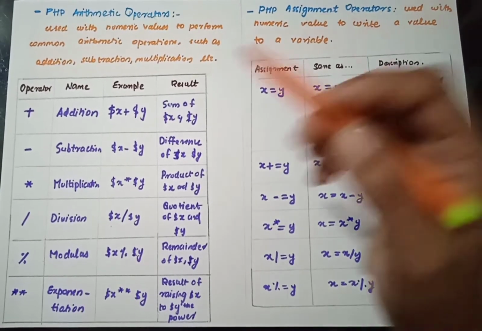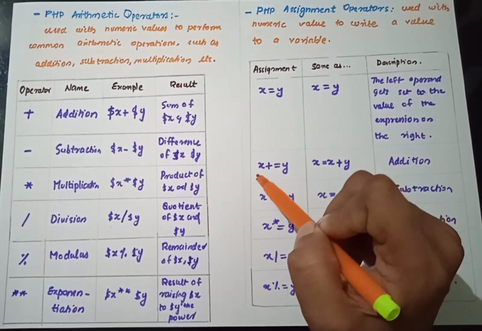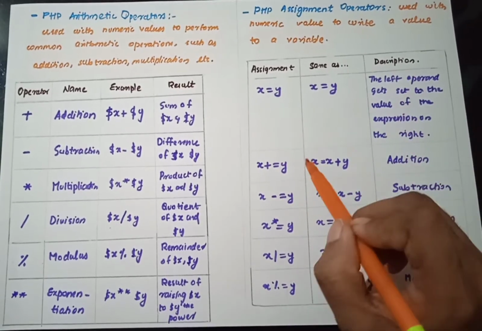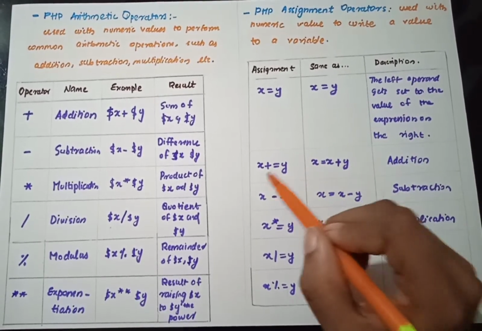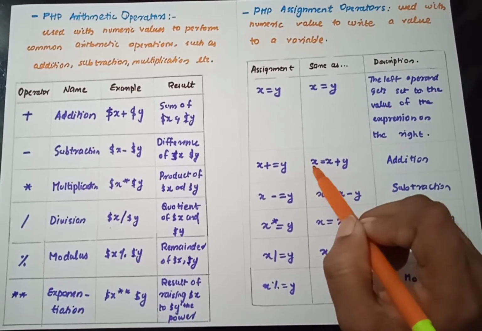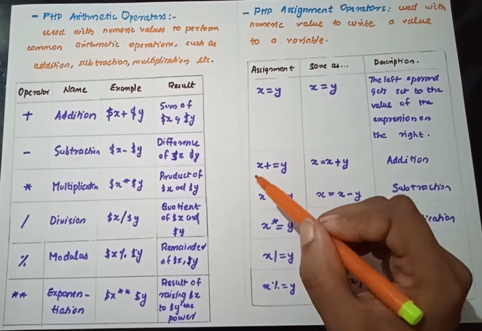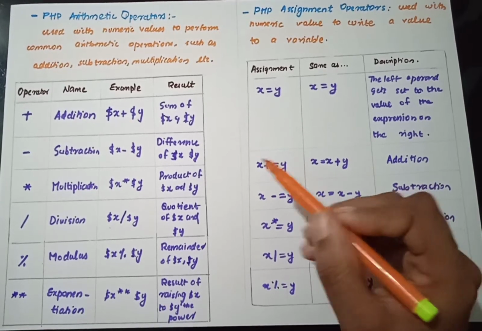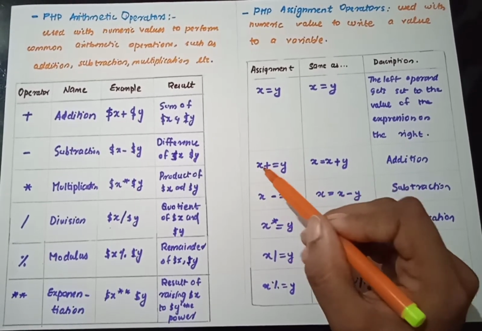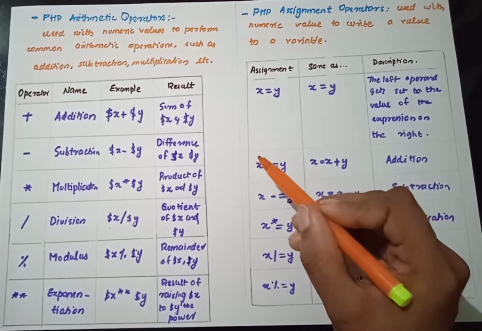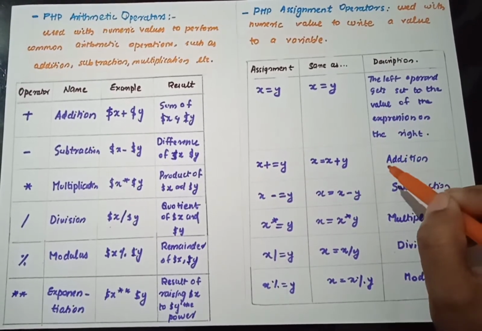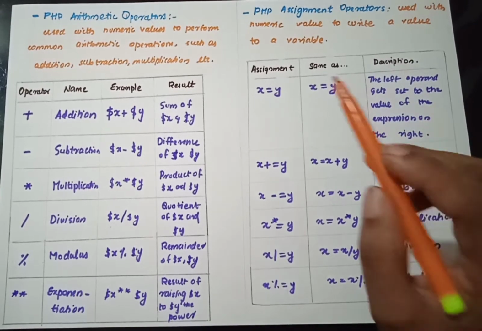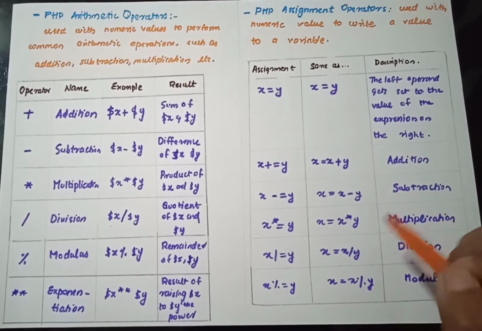The next one is, as you can see, x plus equal to y. That has the same meaning as x equal to x plus y. That means what you are doing is adding both the x and y values and then assigning the result to the first one, the left operand. Okay, that is how the assignment operator is used for addition.